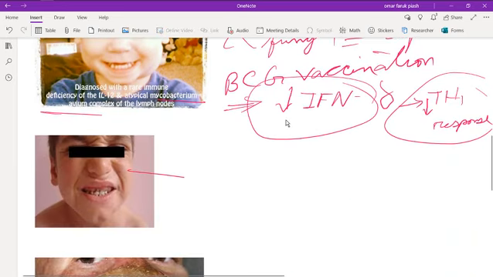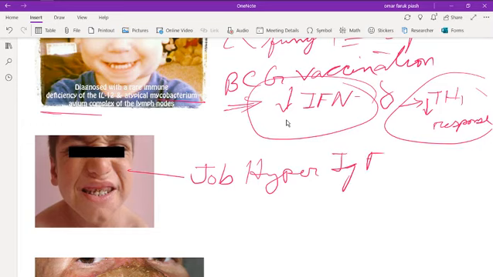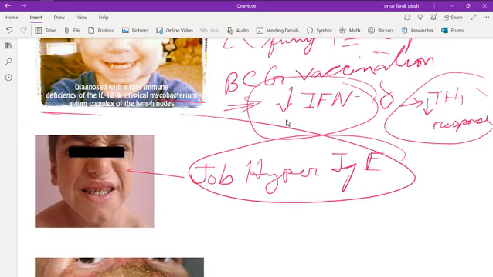Third disease is Job syndrome or hyper IgE syndrome. In Job syndrome and hyper IgE syndrome, the mnemonic is ABCDEF. A is abscess. The abscess is a cold staphylococcal non-inflamed abscess.